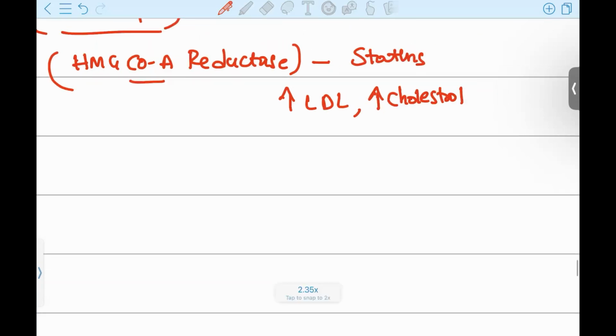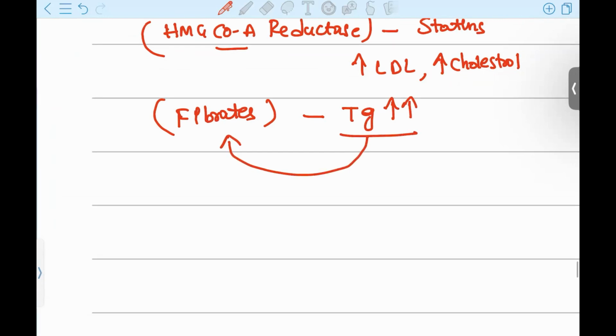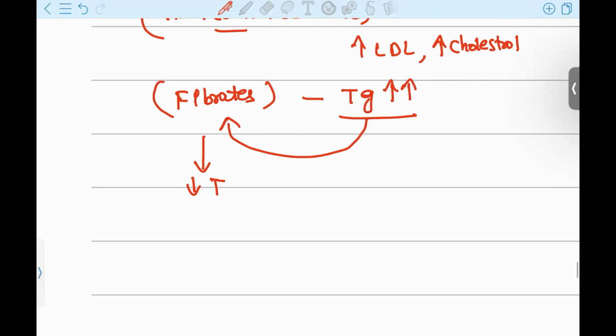And the other drugs are the fibrates. What these fibrates are going to do, especially if there are high triglycerides. If the triglycerides are more and more, these triglycerides are lowered by the fibrates. So further, it will decrease the triglycerides in the body. And also it will decrease the LDL and increase the HDL in the body.